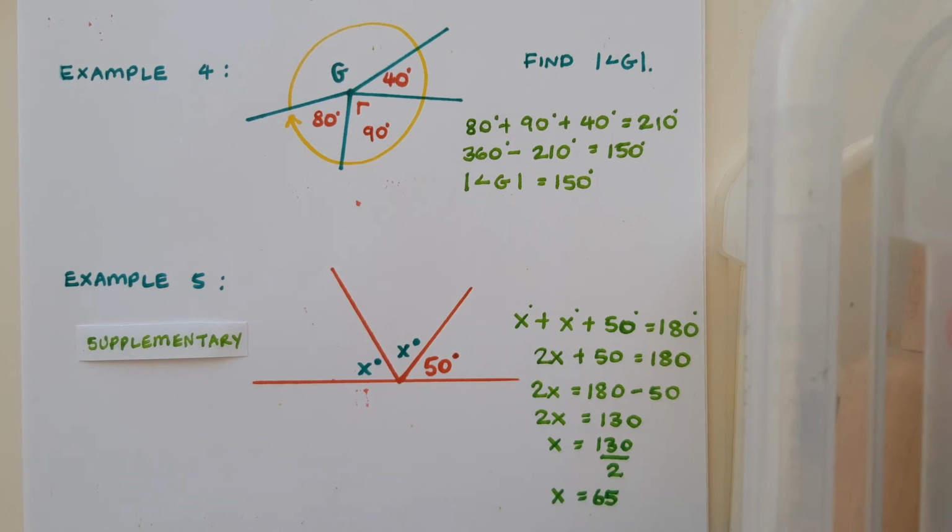It's easy for me to check if I'm correct. 65 plus 65 plus 50. If I work this out in the calculator, it comes to 180. And that's correct because these are supplementary angles.